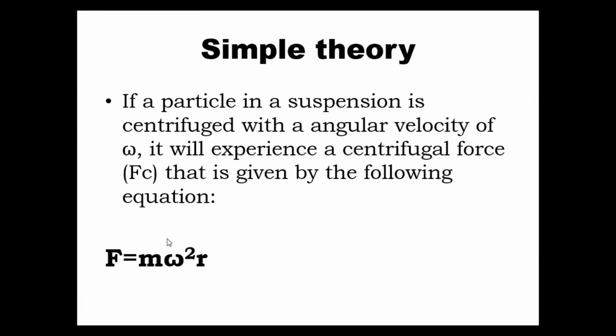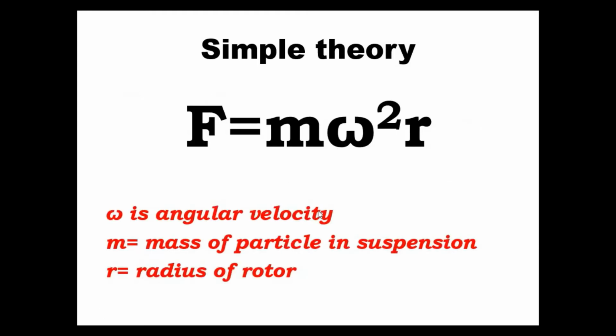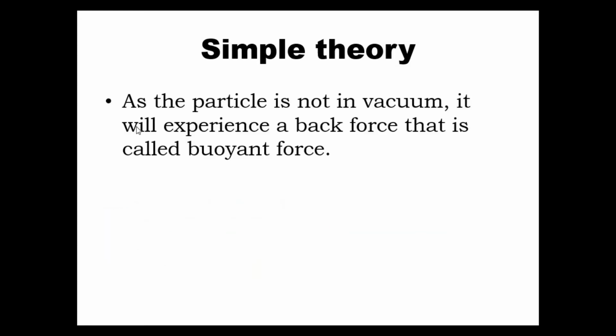This is the formula. You don't have to remember this. Here F is the centrifugal force, M is the mass, and omega is the angular velocity. That means how much angle is covered by the centrifuge per unit time. That is called angular velocity. And R is the radius. This is what I have already mentioned. Now, as the particle is not in a vacuum, it will experience a back force.